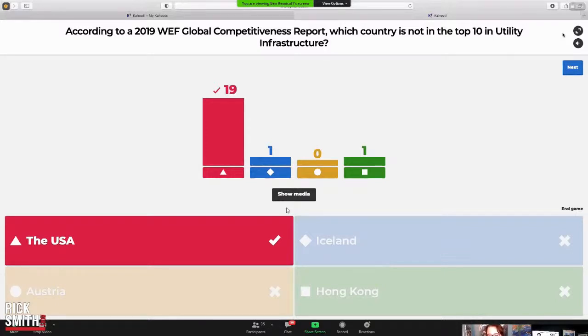Singapore is the... no, wait a second. In utility. Oh, you screwed me up on this. Yeah, that's correct. The United States is not in the top 10. In fact, we're 27th in the world in information communications technology. And I think we're 23rd overall in utility infrastructure. So there is that. Let's move on to the next one.